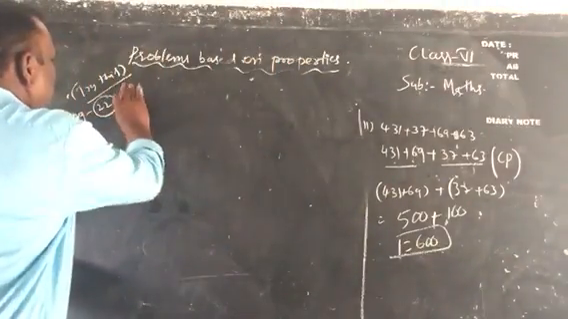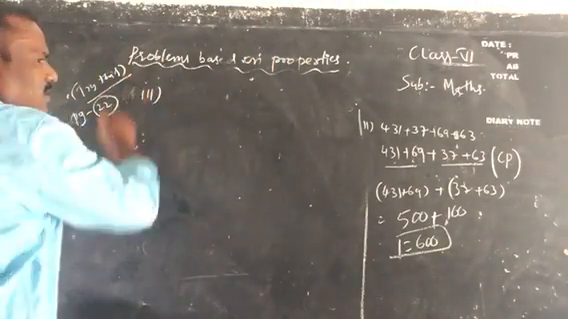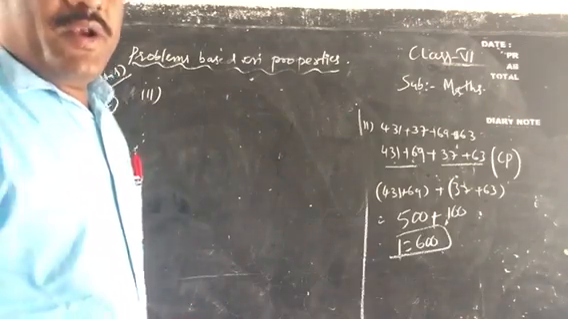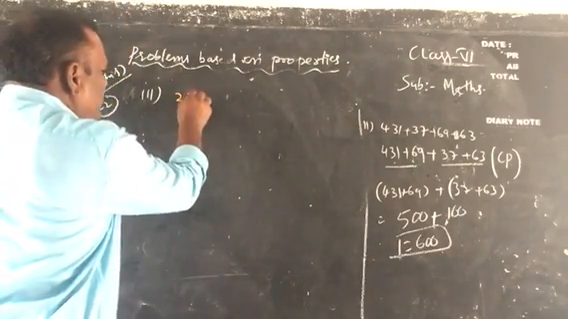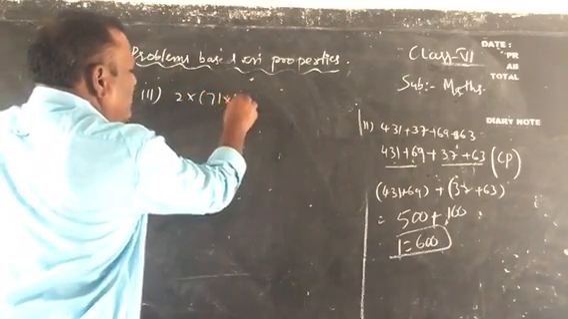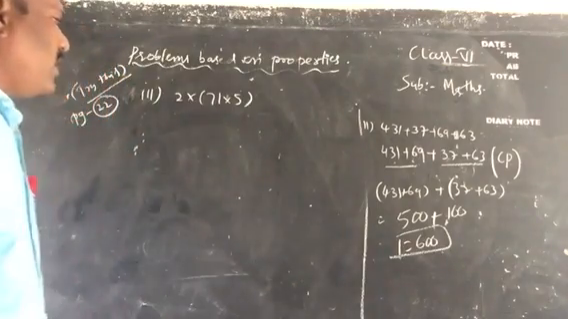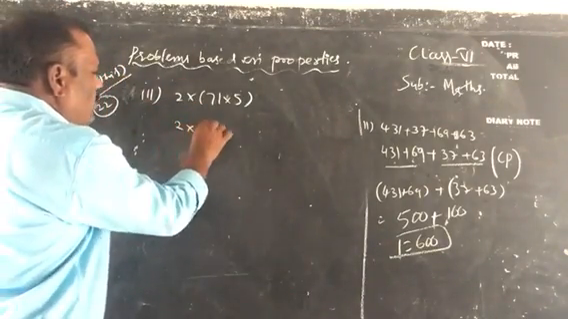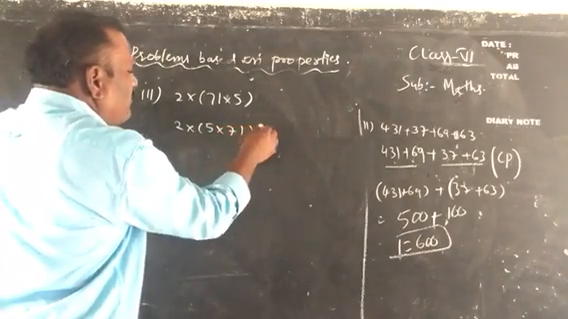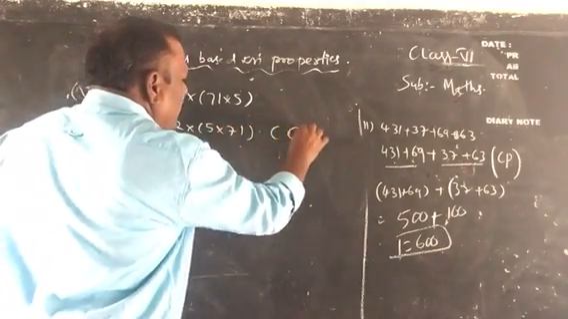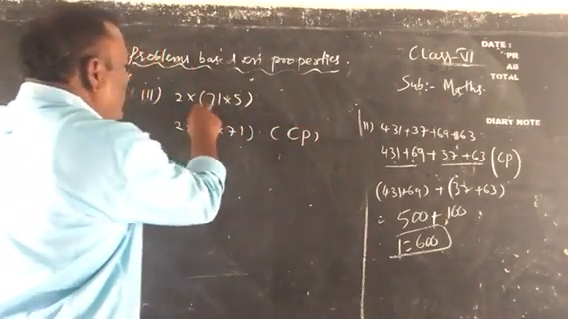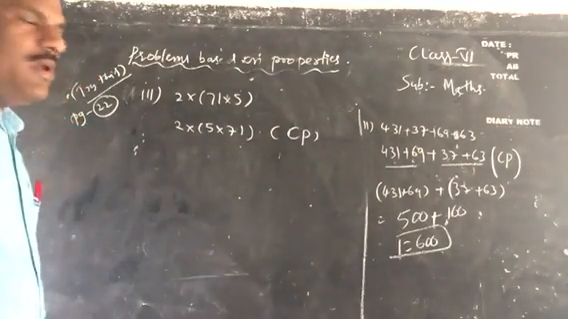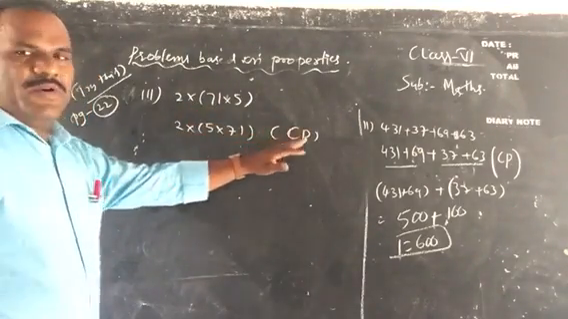So third bit, 2 into 71 into 5, children. Okay. Now here the observation is very clear. 2 into 5 into 71, you can write which property? CP, commutative property, because A into B, B into A. A into B or B into A, because commutative property.